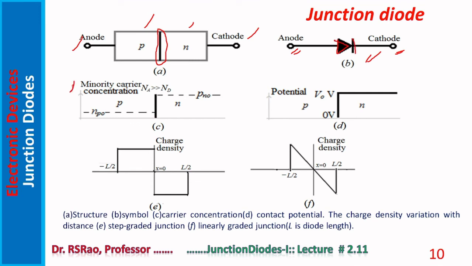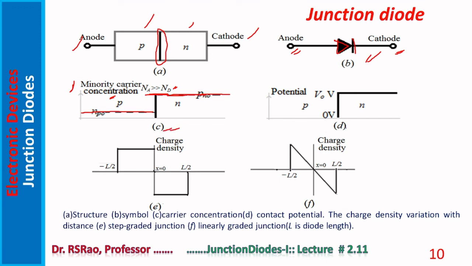Here is shown minority carrier concentration for the case Na very large compared to Nd. Impurity concentration on P side is large compared to impurity concentration on N side. For this case, minority carrier concentration is shown here. In case of P side, electrons are minority carriers. This is minority carrier concentration. On N side, holes are minority carriers. When compared to N side, minority carrier concentration on P side is very low. On N side, minority carrier concentration is high.